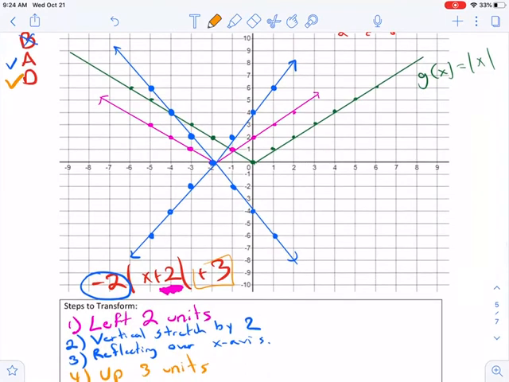So from my last change that I had made, I'm now going to take every point that I have and just move it up 3 units. So 1, 2, 3. 1, 2, 3.